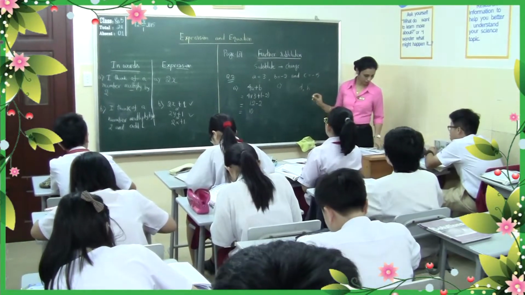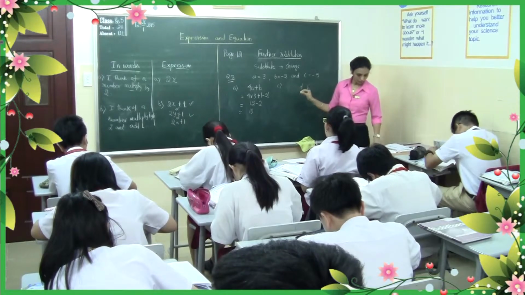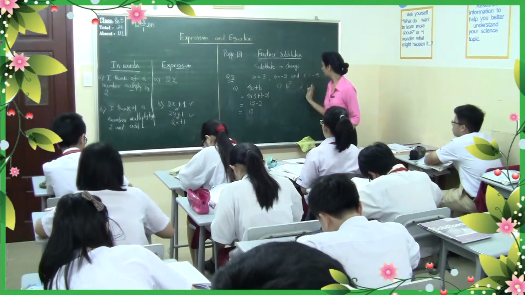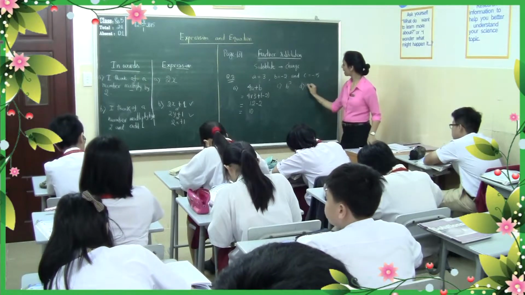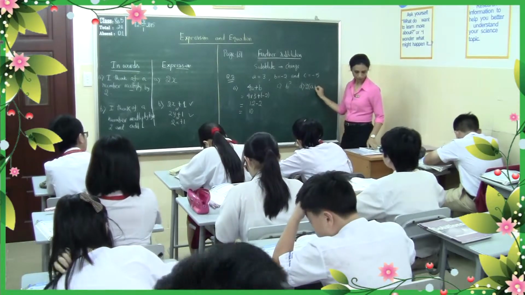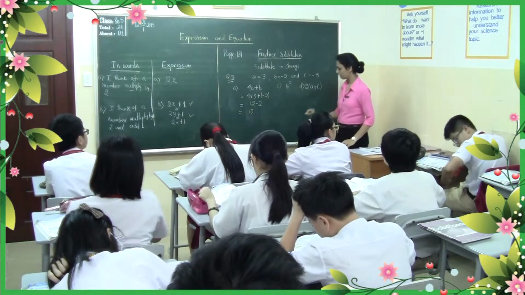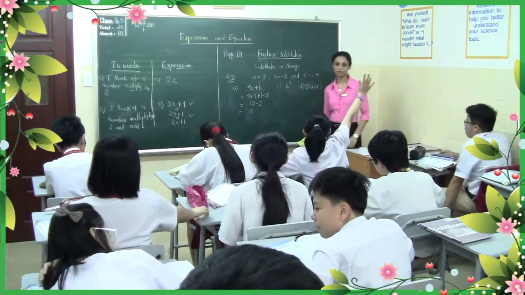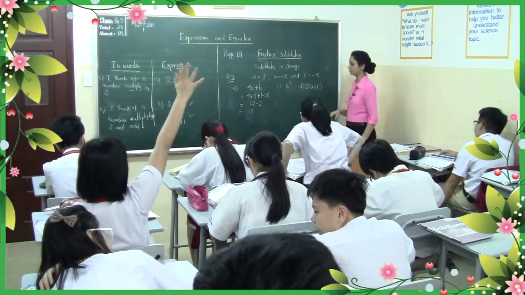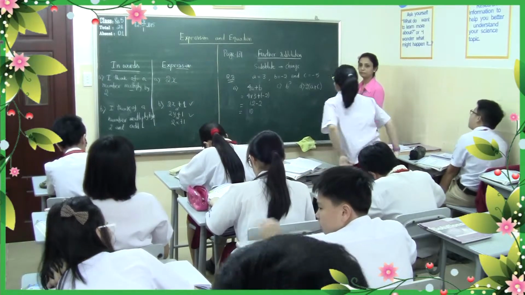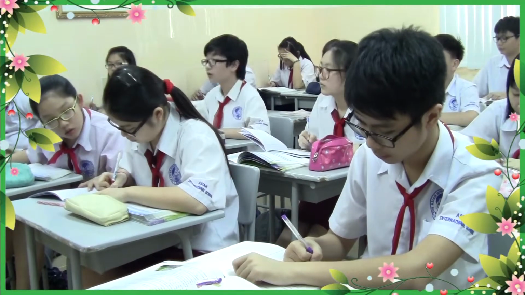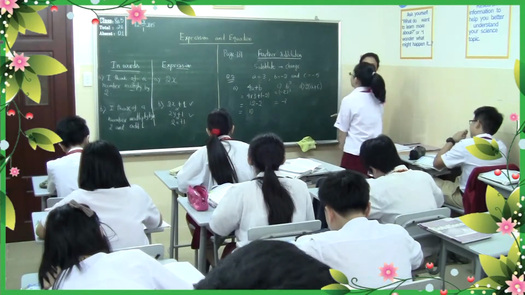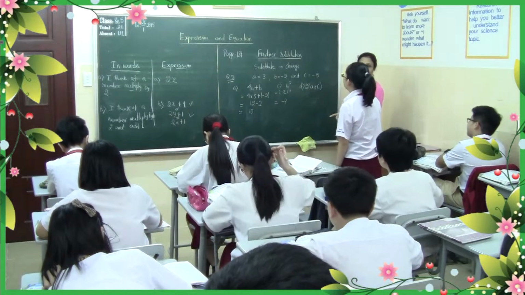In question number 2, C has given you b squared, and D has given you 2 times a plus c. I want someone to come over here and do it. The first one, b squared.